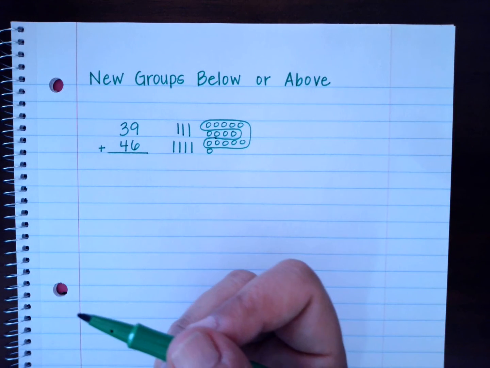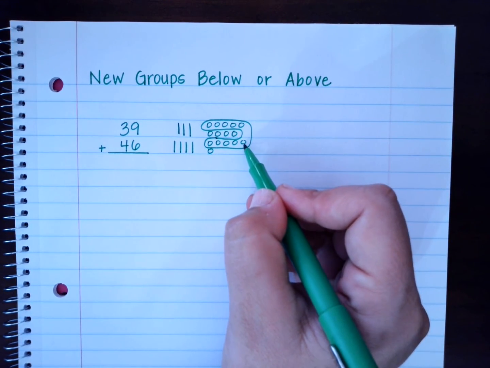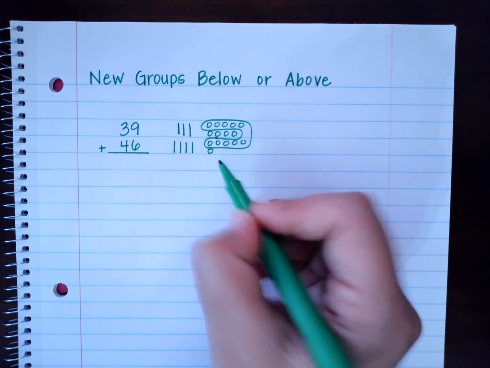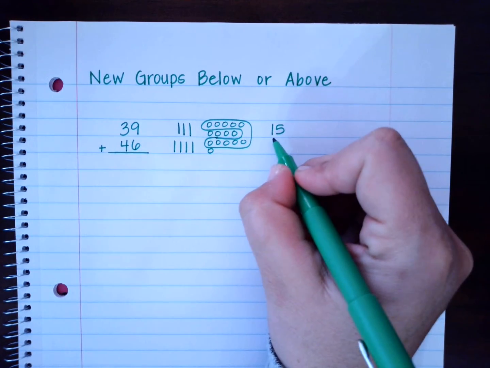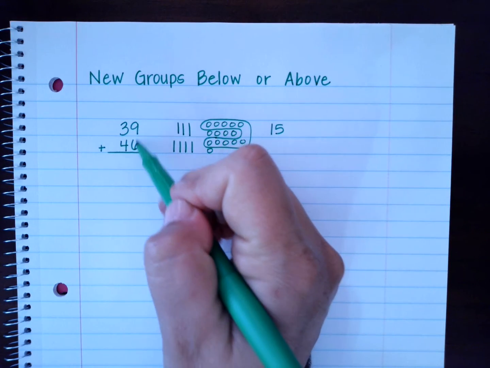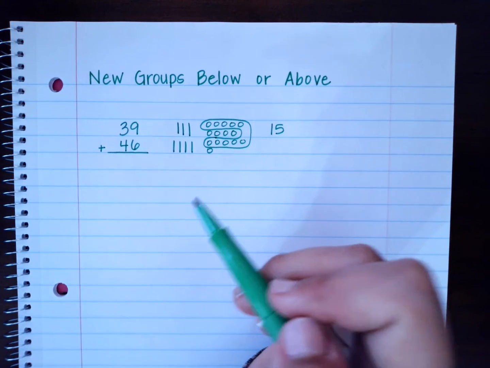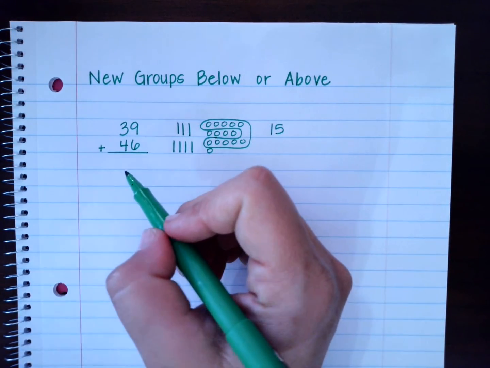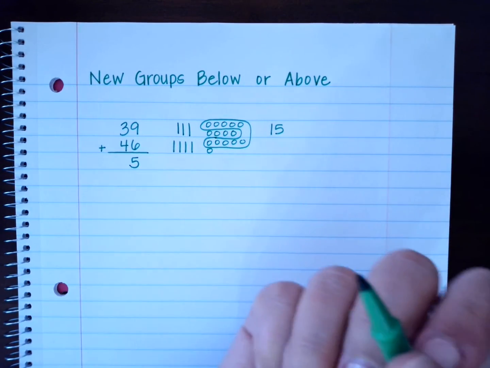Now, if I have 15, which is 1 ten and 5 ones. So here's the number 15. 1 ten, 5 ones. Is there enough room to fit all of that in my ones town? No, I can only put ones in ones town. So my 5 is going to go underneath my 6, because that's how many ones I have.